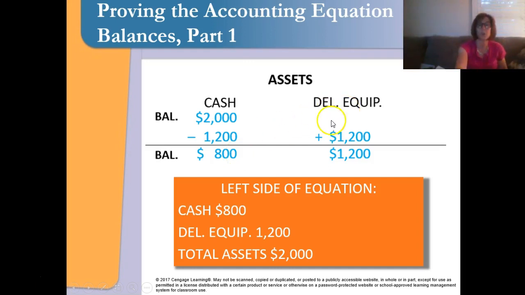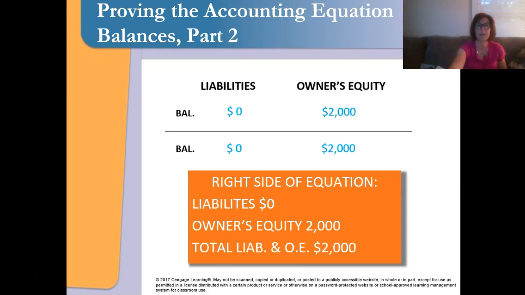Now, delivery equipment, we started with nothing. We purchased $1,200 worth. And so now we have $1,200 in delivery equipment that we didn't have when we started out our business. And these two together still add up to the $2,000 in assets that we started with. And again, with zero liabilities, our owner's equity hasn't changed.